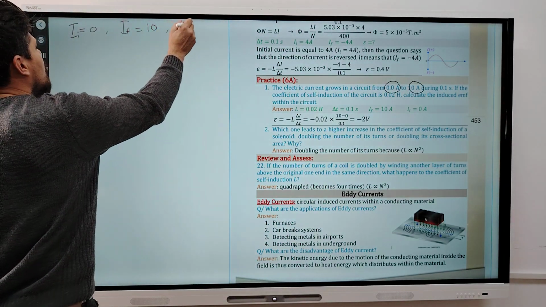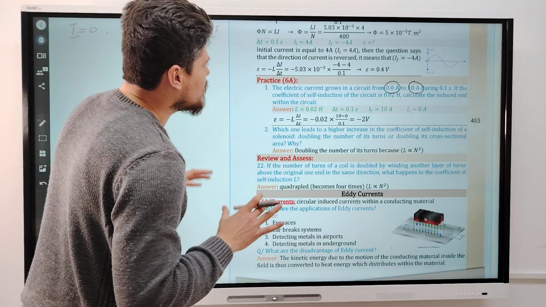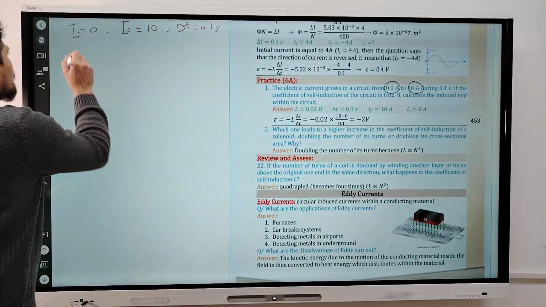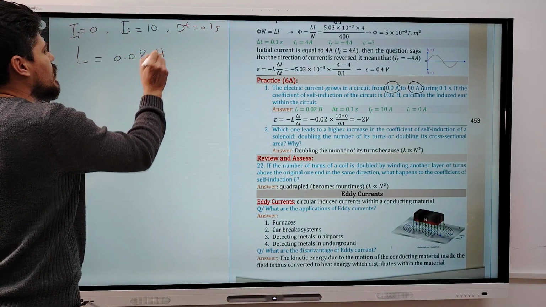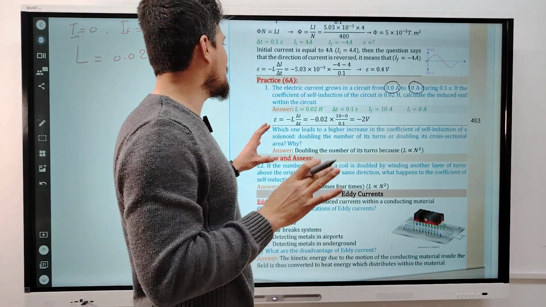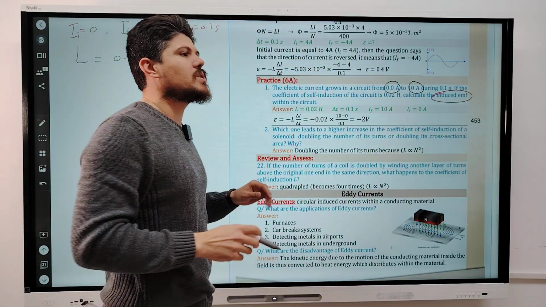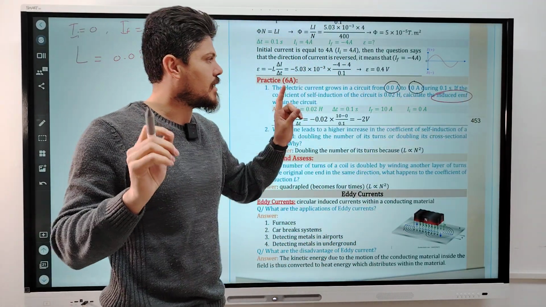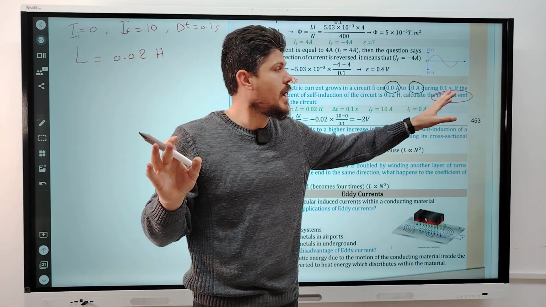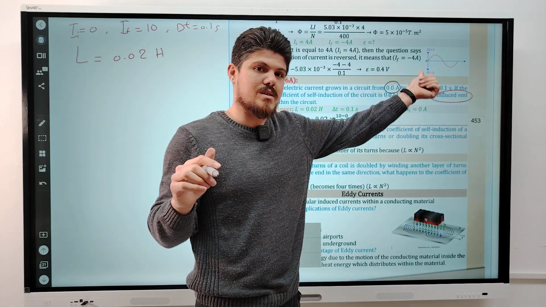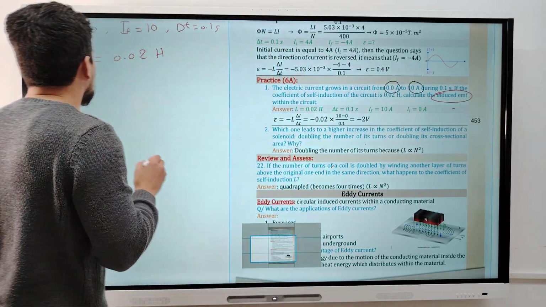During 0.1 second, time 0.1 second. If the coefficient of self-induction of the circuit is L, do we have L? Yes, 0.02 Henry. Calculate the induced EMF within the circuit. So in this question, without solving, is the EMF positive or negative, and why? You have to say EMF is negative. Why negative? Because the current increases. This EMF is opposite to the increasing of the current.